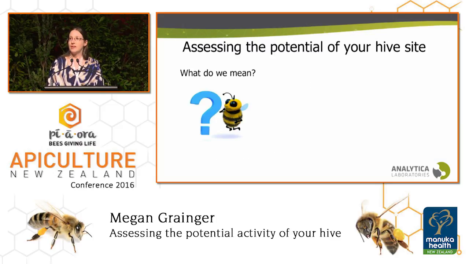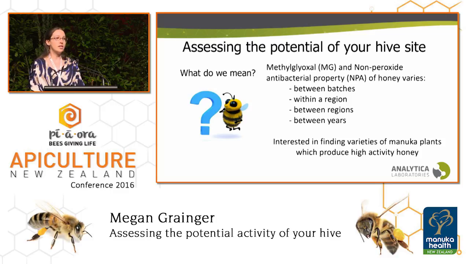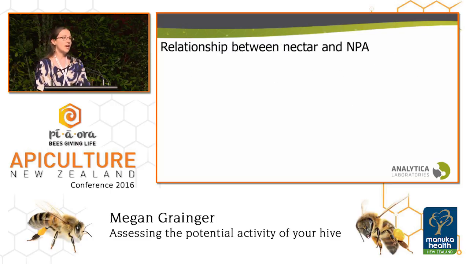So to start with, what do I mean by assessing the potential of your hive site? We all know that we're striving to find the highest methyl glyoxal, or MPA, in our honey. And we also know that this varies between regions, between batches, within regions, and also between years. But we're interested in finding plants which are able to produce this high activity honey. So how does our site correspond to this honey?